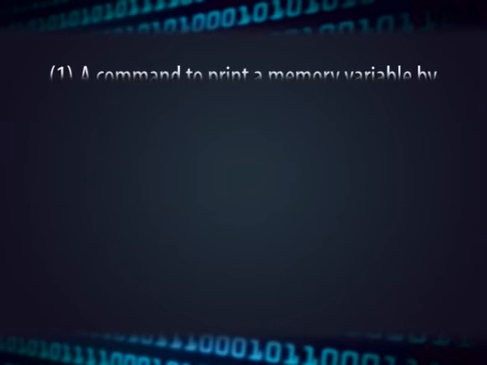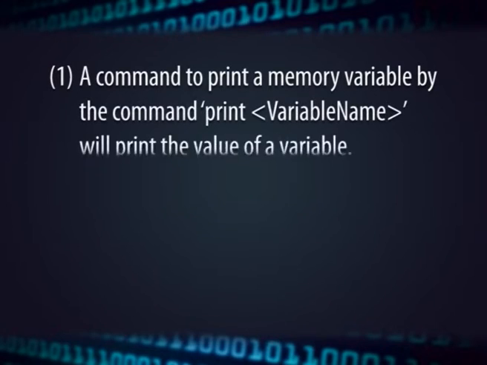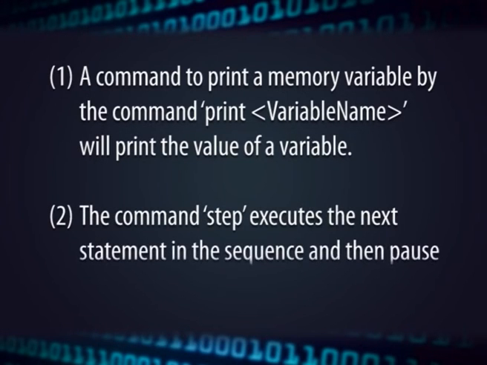Once you start the debugger, it will show you the code for one statement in your program, execute the statement and then pause. When the debugger is paused, you can tell it to do only two things: a command to print a memory variable, where the command print variable name will print the value of the variable, and second, the command step executes the next statement in the sequence and then pauses again.